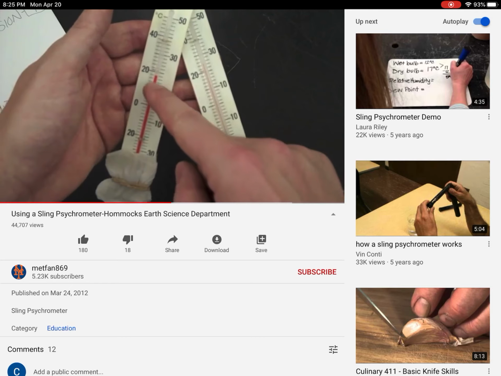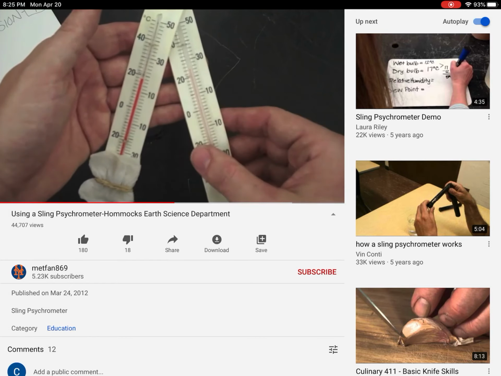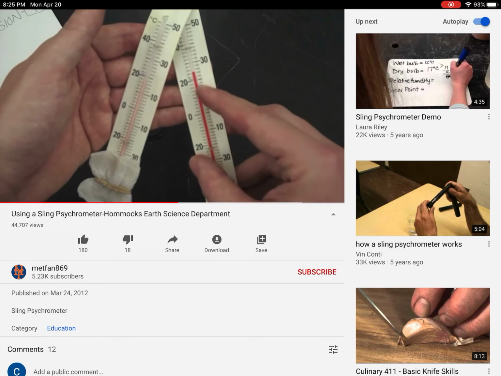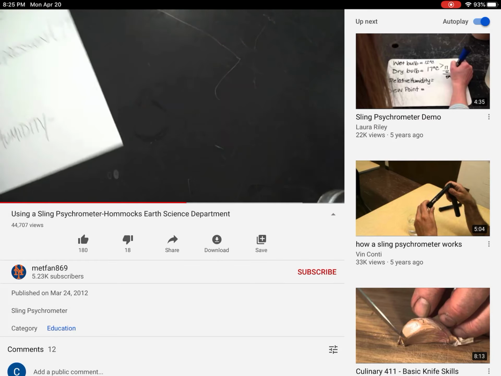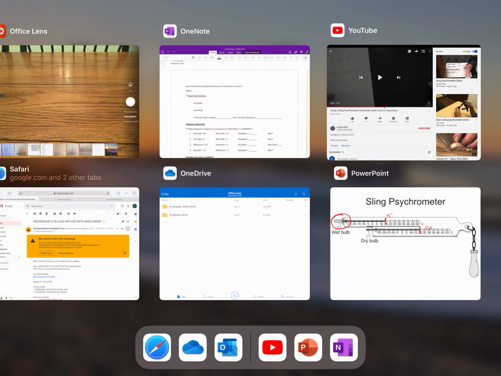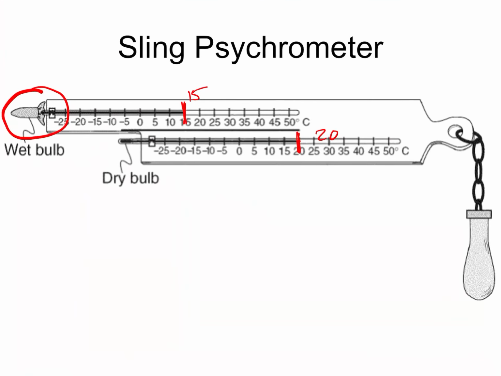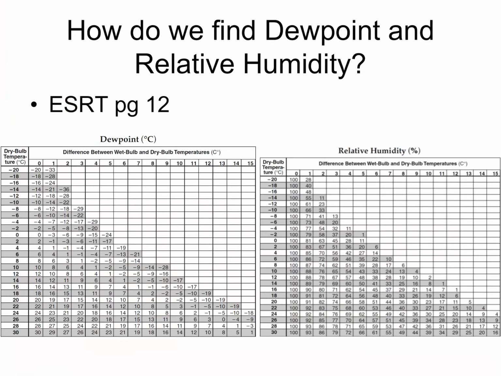this is my wet bulb here, has dropped down to about 18 degrees Celsius, while my dry bulb is still at about 25 degrees Celsius. All right, that's where we're going to stop. Okay, so you could see, you spin it, wet bulb is always colder than the dry bulb.